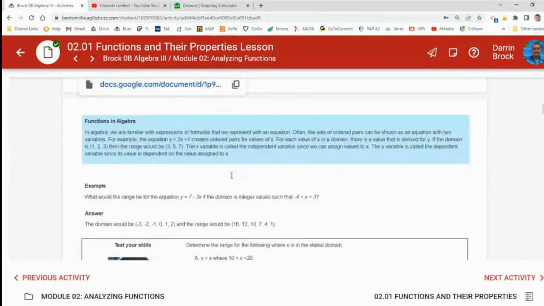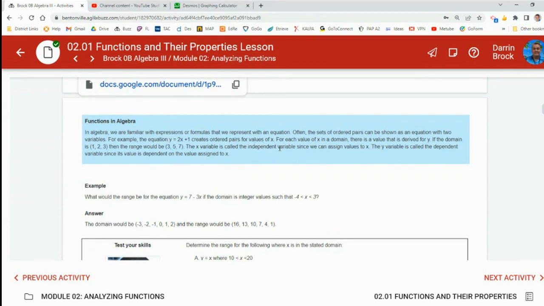So functions in algebra. In algebra, we're familiar with expressions that we represent with an equation, right? Often the set of ordered pairs can be shown as an equation with two variables, like y equals 2x minus 1, or y equals 2x plus 1, which creates the ordered pairs for values of x. So for every x you put in that equation, you come up with a y.